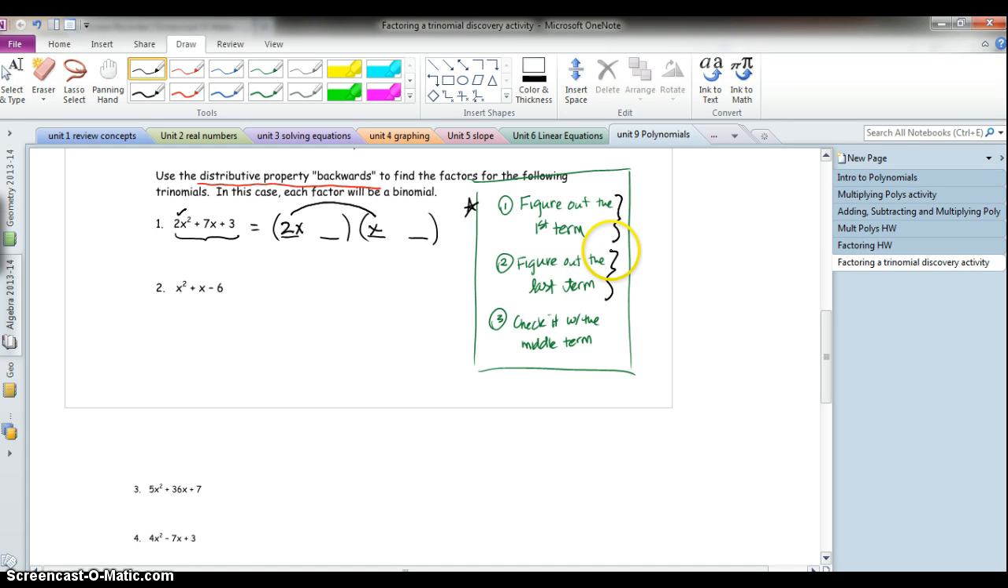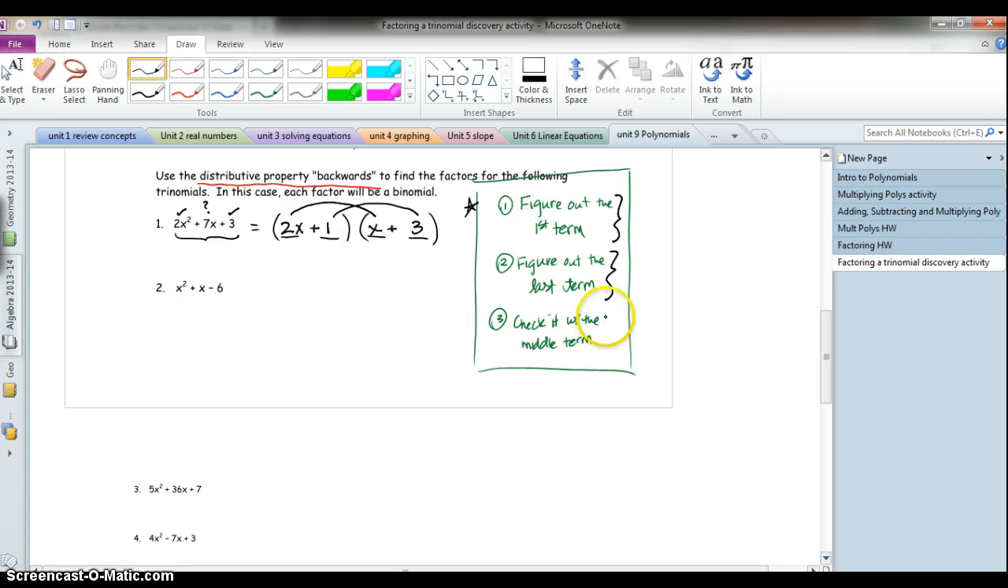So the second step is how to get the last term. So I'm going to go to the last term. The last term is 3. Factors of 3, I only have one choice for those factors of 3, and that choice is 1 and 3. So 1 times 3, and that gets me 3. More specifically, positive 1 times positive 3 gets me positive 3. So that for sure is going to work out. I know for sure I've got the first term and the last term. What I don't know is, will I end up getting a 7x in the middle?